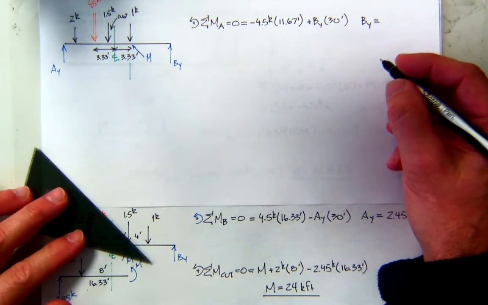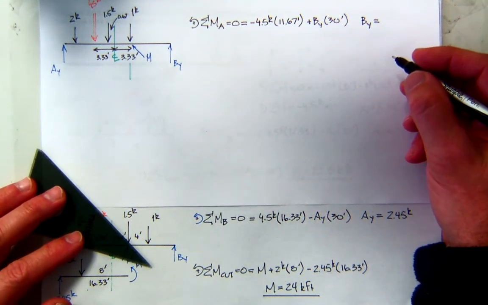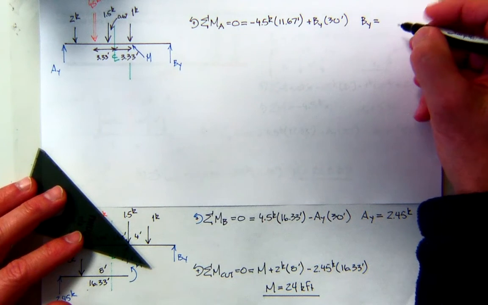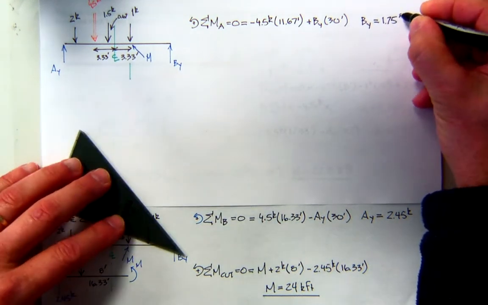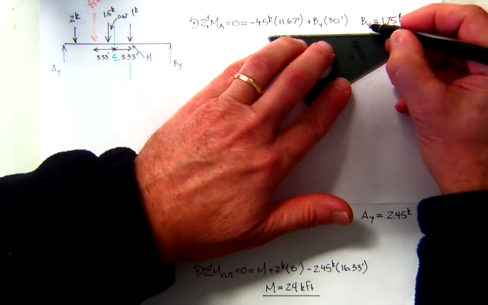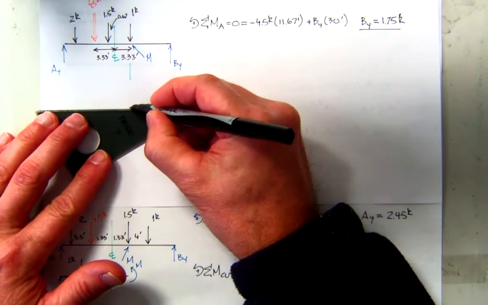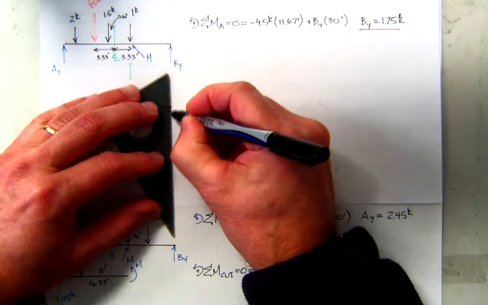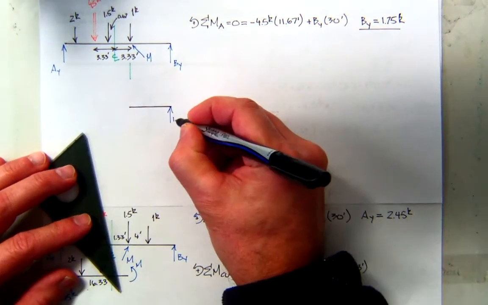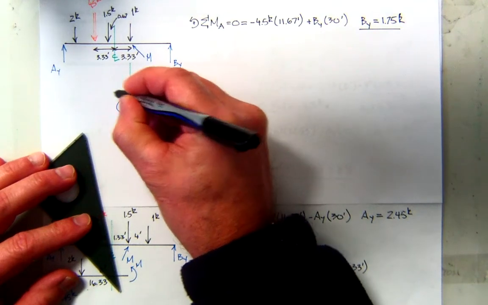I have no idea. 1.7 what? 1.75? Oh, that's not feet, that's kips. So that means now I'm going to cut the structure to the right. I know what my BY reaction is. It's 1.75 kips. And I want to find the moment here.